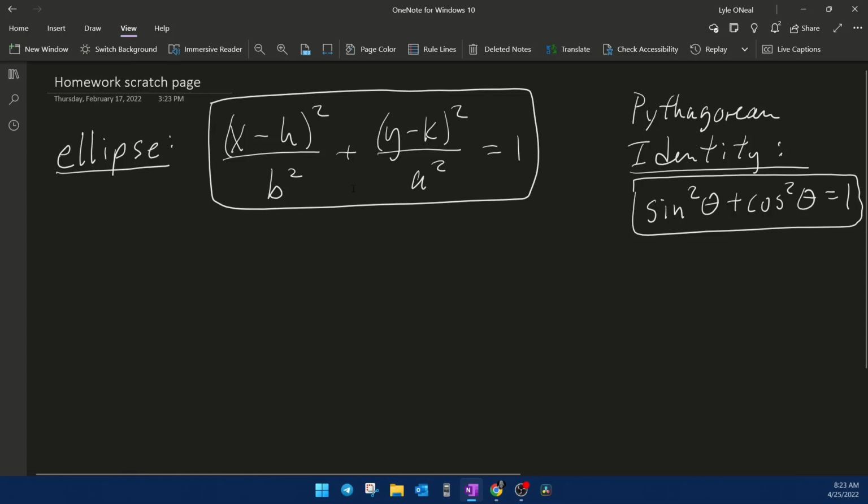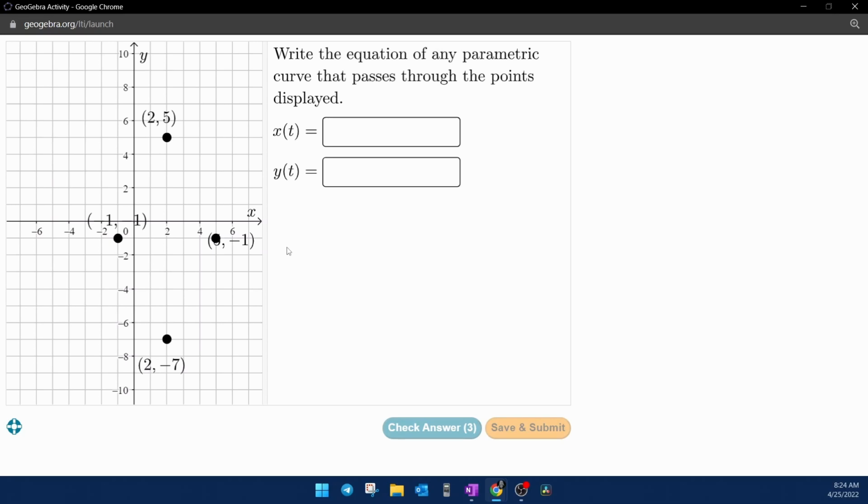The standard form of an ellipse with a vertical major axis, that's one of the equations we're going to be using, and also the fact that we know this Pythagorean identity from trig, we're going to be making use of this as well. So if we look closely at these points that we're given, we're going to extrapolate three pieces of information. First of all, the location of the center of the ellipse. So we can see that this center is going to be at (2, -1).